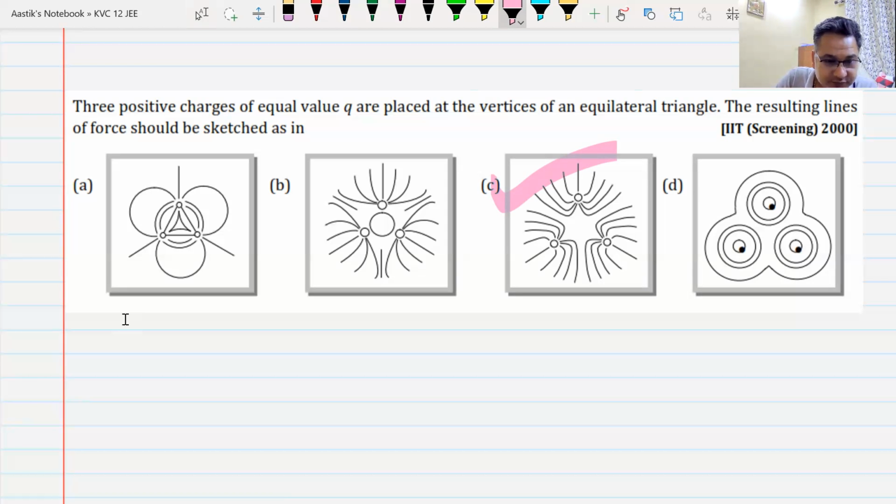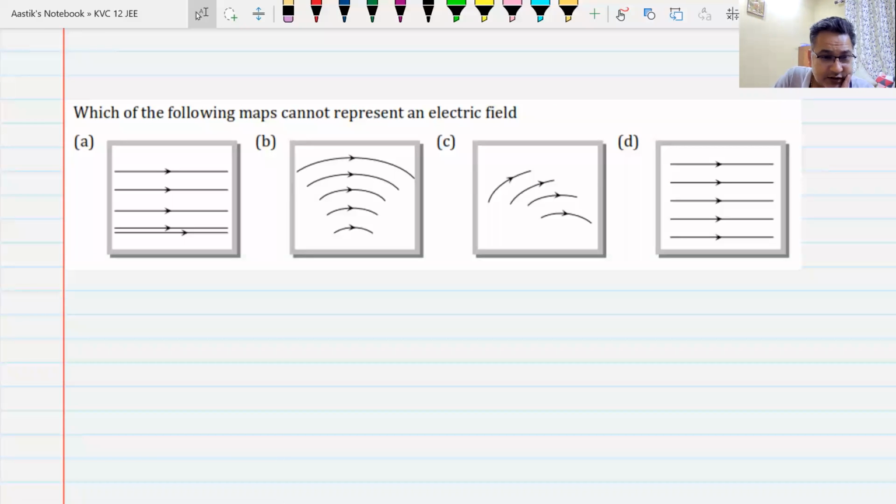This one. Which of the following maps cannot represent an electric field? Tell me. A, sir. Straight away we have the answers. A, sir. Why, sir? What's the problem with B, C, and D? B, C, and D can exist. Why not A, sir? Option A, sir, non-uniform.